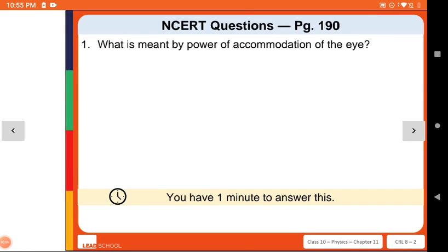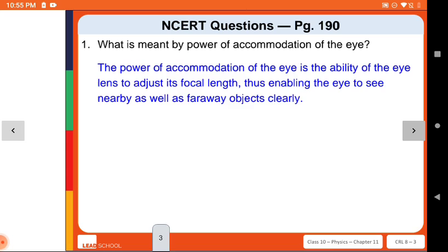Student, in our last lecture we have done accommodation of the eye. So what do you mean by accommodation? Accommodation is the ability of the eye lens to adjust its focal length, enabling us to see nearby objects as well as far objects clearly.